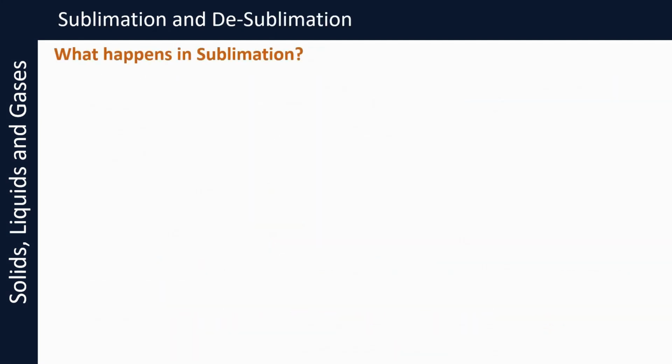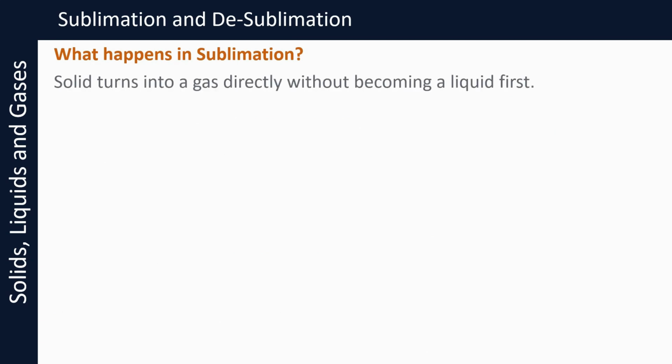What happens in sublimation? The particles in a solid are constantly vibrating at their own place. In certain solids, when they are heated, the particles gain kinetic energy and vibrate faster and faster, so much that the forces of attraction between the particles are completely broken. The particles completely break away from the solid and sublime to a gas. Thus, the solid turns into a gas directly without becoming a liquid first.